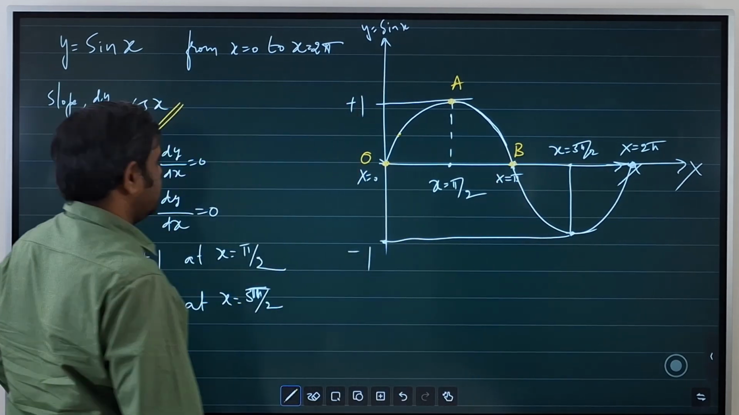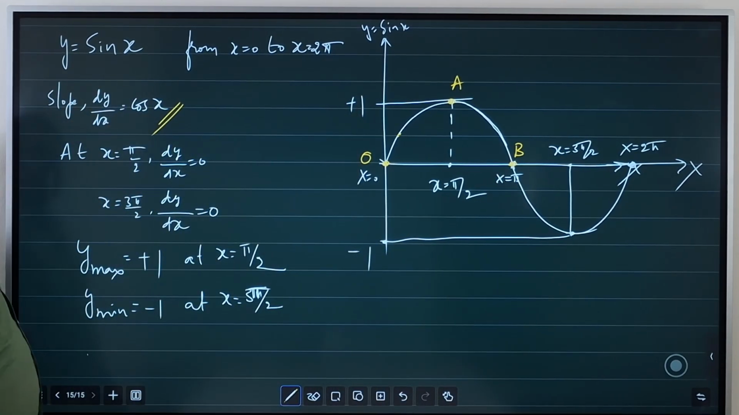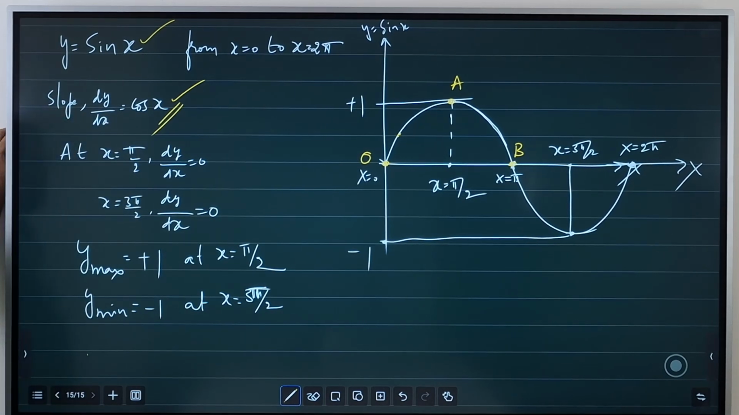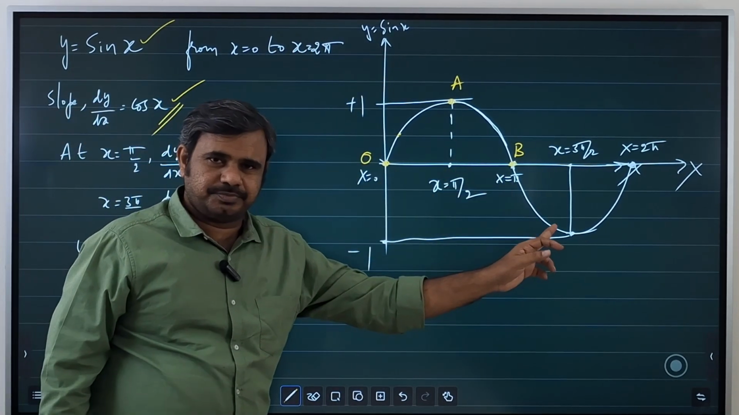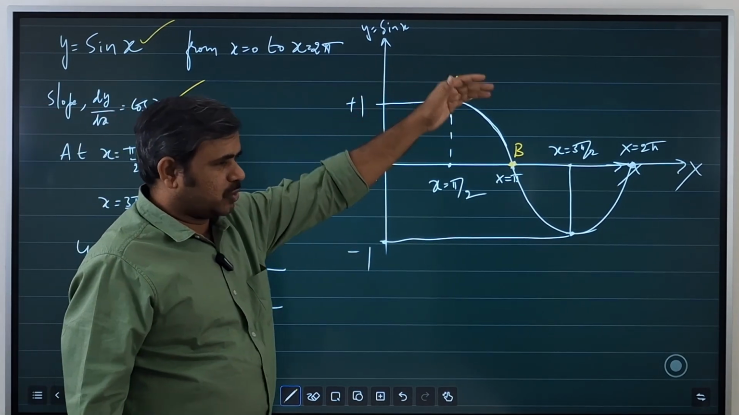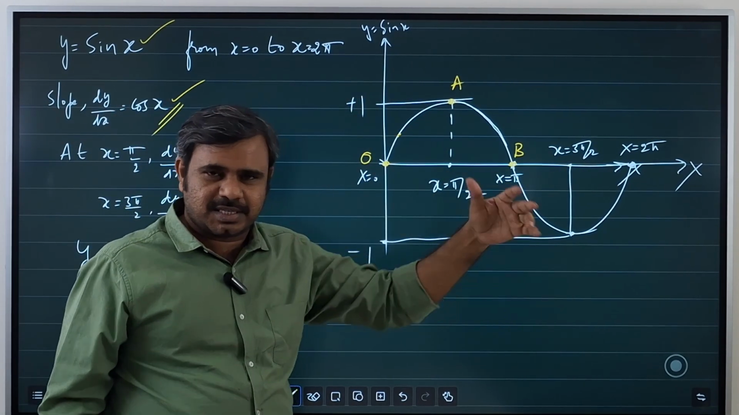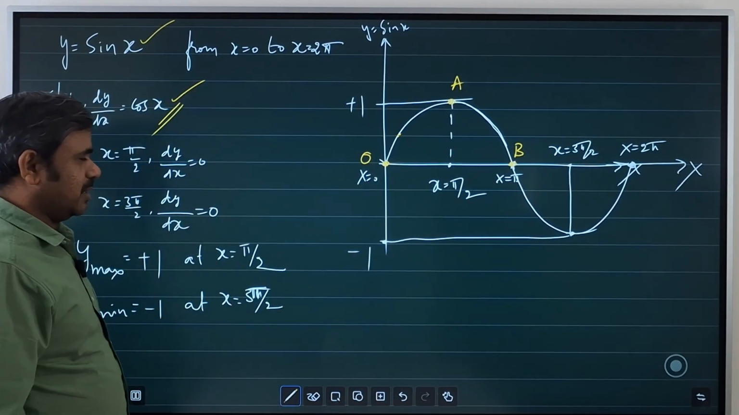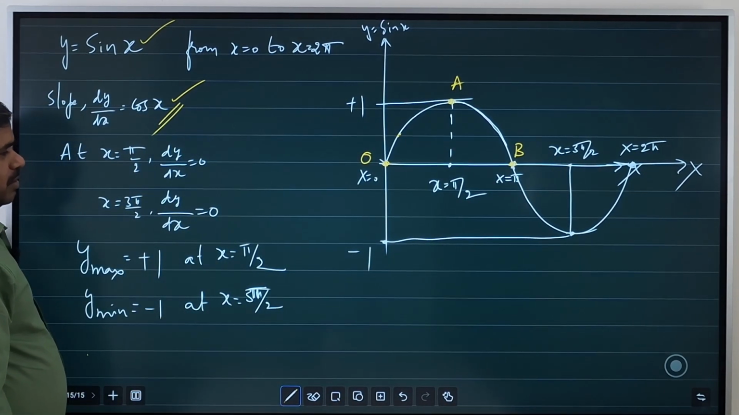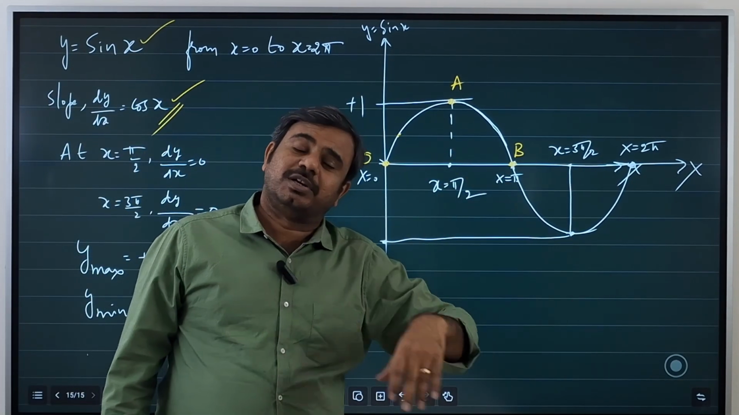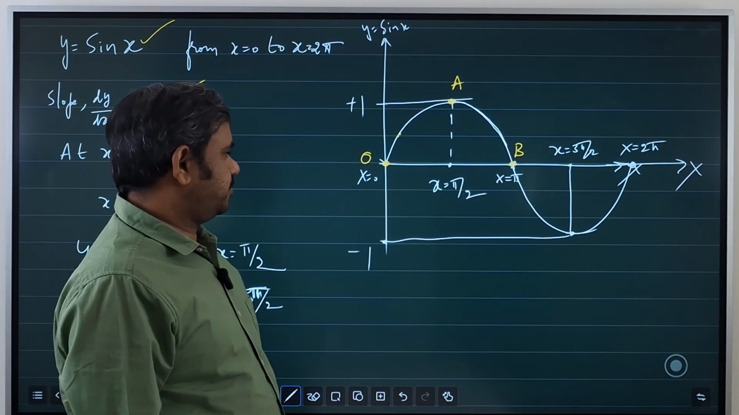y increases, but slope decreases. Sin x increases, cos x decreases slope. From A to B, sin x is positive, but its slope is negative. Okay. Slope means what? Rate of change in sin x. Rate of change in y is negative from A to B. Okay. From B to C, sin x is negative, its slope is also negative.